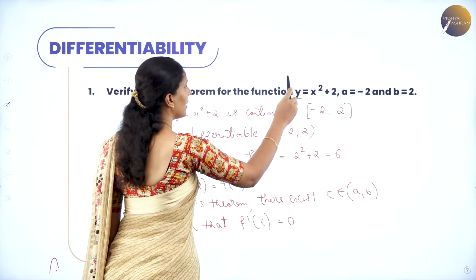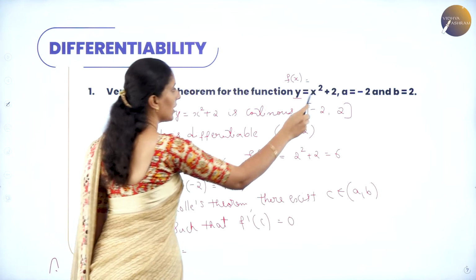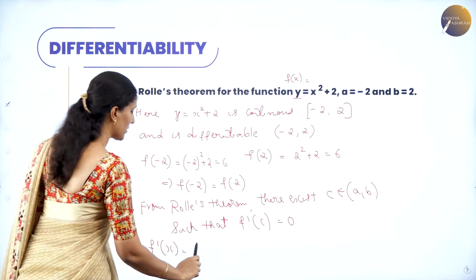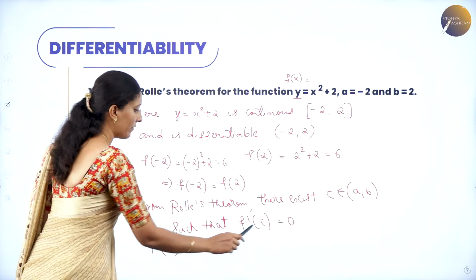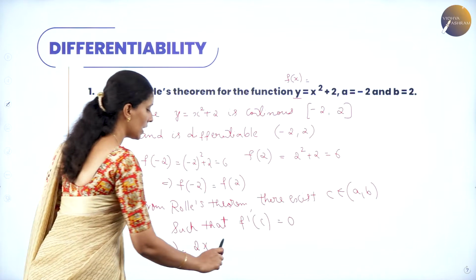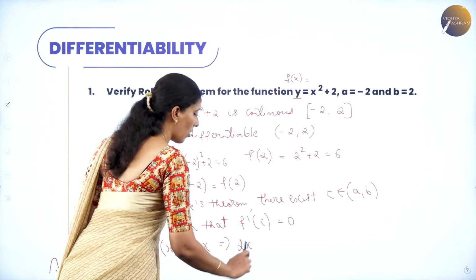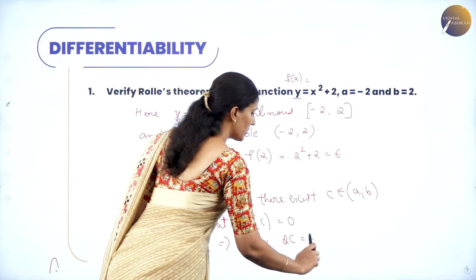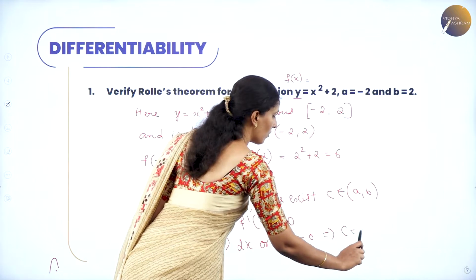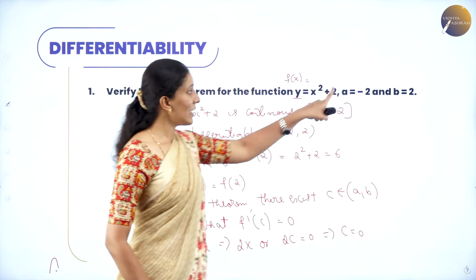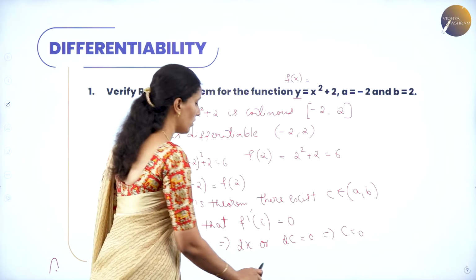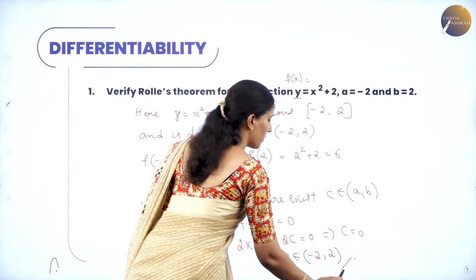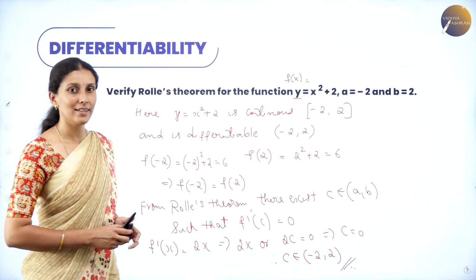Here y is nothing but f of x. So f of x is equal to x square plus 2, which means f dash of x will become 2x. Now f dash of c is equal to 0 means we can equate 2c is equal to 0. This implies c is equal to 0. So clearly c belongs to the interval minus 2 comma 2. Thus Rolle's theorem is satisfied here.